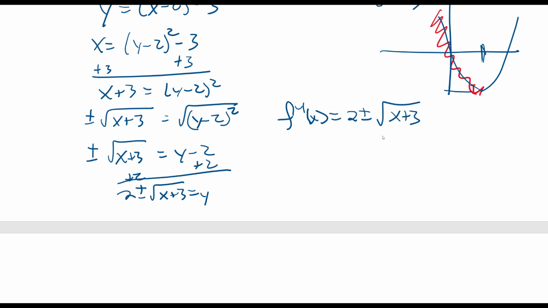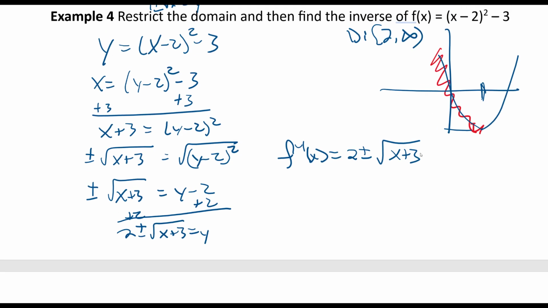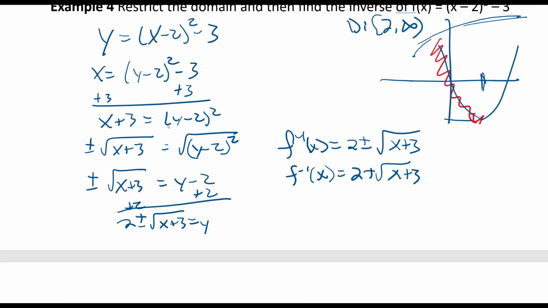But we had to pick one of these two functions. So picking f inverse of x to be 2 plus the square root of x plus 3 goes with the domain we've picked. So it's going to be back here, up there, something like that. Okay. If we pick the other half, we'd choose the 2 minus. And that's it for this video.